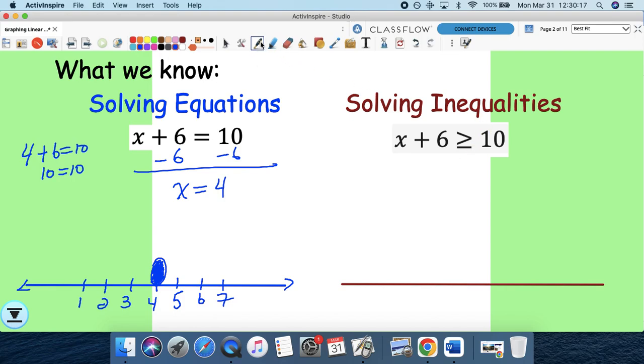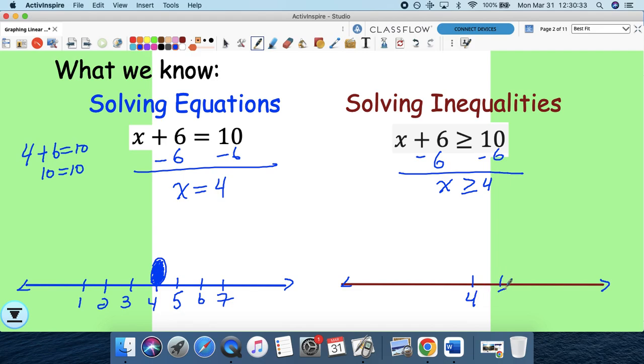Well, look at the inequality. It's a little bit different. Again, inverse operation, -6, -6, and we get that x is greater than or equal to 4. Now, look what it says. It says here that x can be equal to 4 or greater than 4. So there's more than one possibility.